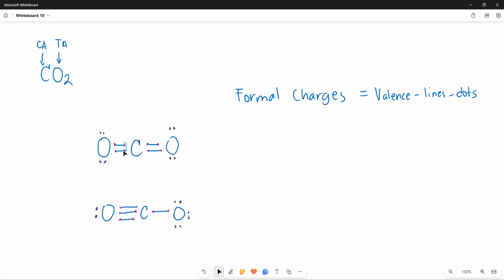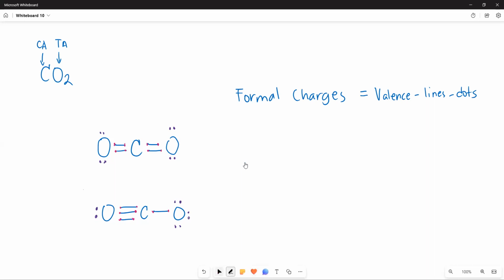Diba sabi ko kanina, burahin natin tong line. Okay, so these 4 electrons here, only 2 of them are close to the oxygen. The other 2 are close to carbon. So parang ganun yung idea. So that's why instead of counting these dots, parang sa octet kanina, we will not do it that way. Instead, we'll just count the lines. Okay? Ilang line nandiyan.